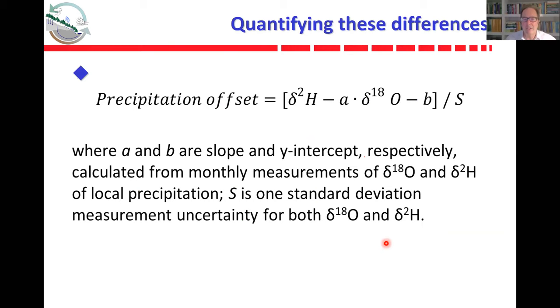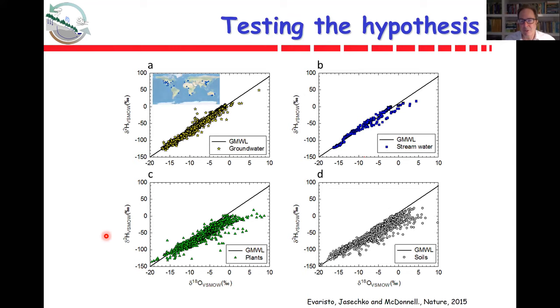Basically, you look at the deuterium and the O18, and you simply look at their slope and y-intercept on those lines. Here we've also divided by one standard deviation to represent some kind of measurement uncertainty. So it's a very simple model to say how far off this line we are, meaning how far away these green samples and these gray samples are from that line where the mobile water sits. And that's what this very simple equation allows us to do.